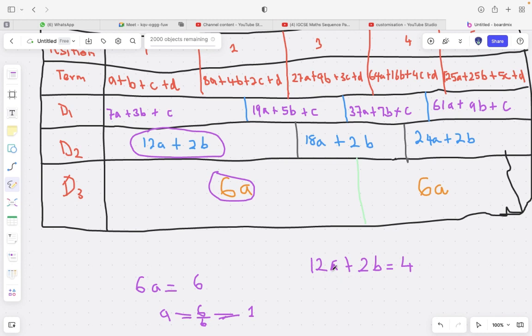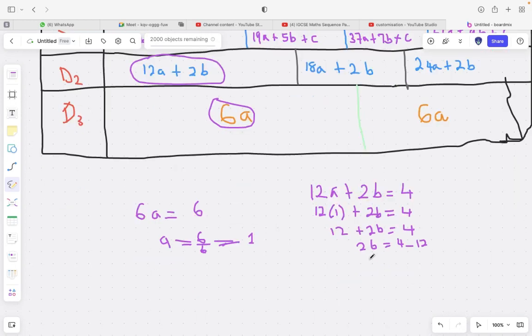Now, remember we found A already. A is 1. So we're going to substitute that value here. So we say 12 times 1, plus 2B is equal to 4. So 12 times 1 is 12. So we say 12 plus 2B is equal to 4. So 2B will be 4 minus 12. We bring this one this way. It becomes 4 minus 12.